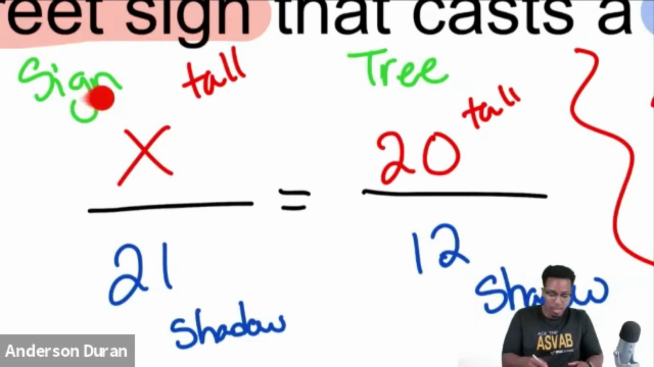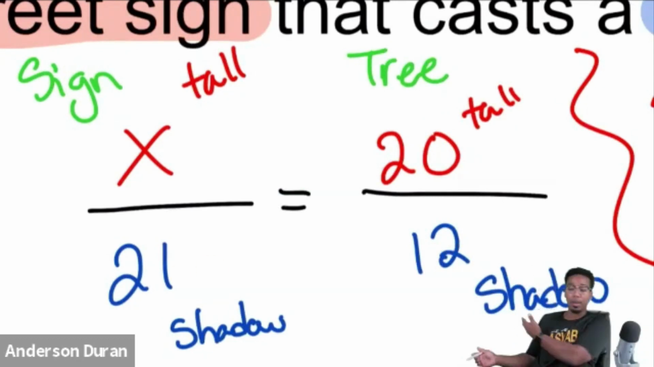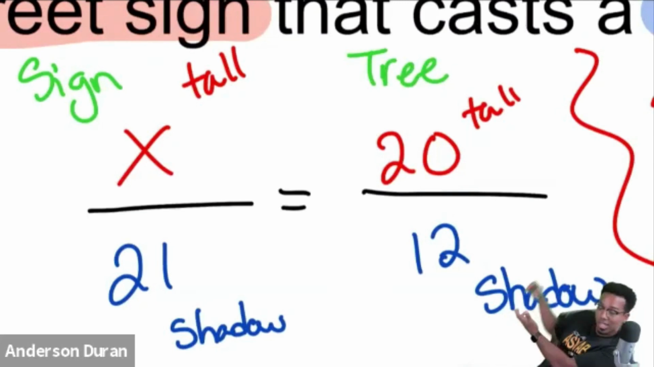On the left side, we're talking about a street sign. On the right side, we're talking about a tree. Notice how on the top of both sides, we have how tall it is. On the bottom of both sides, we have the shadow. Obviously, my big old head's in the way right here, but I think we can all see that this clearly says shadow.